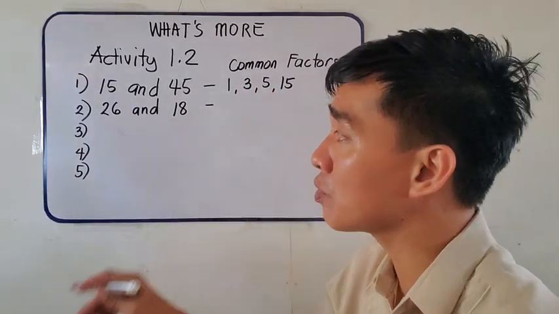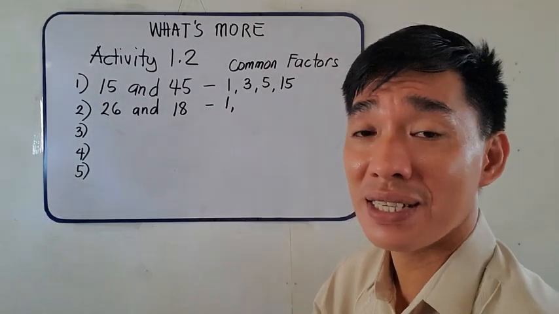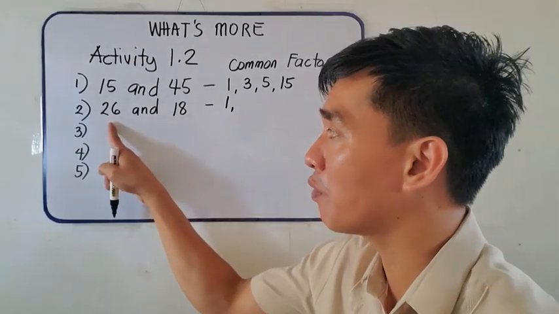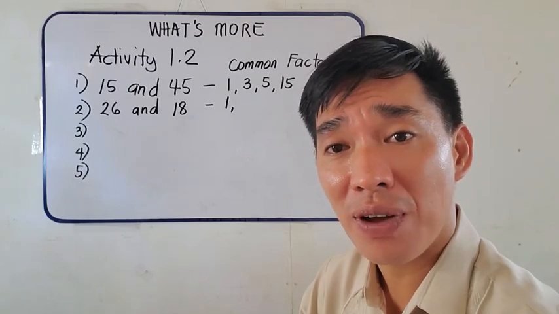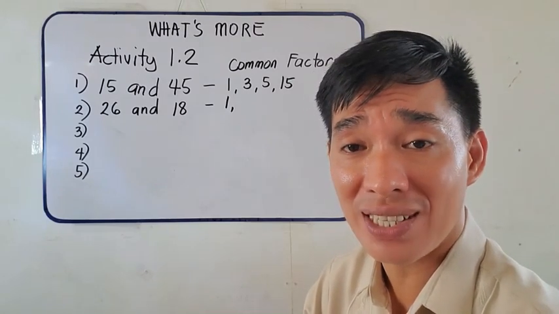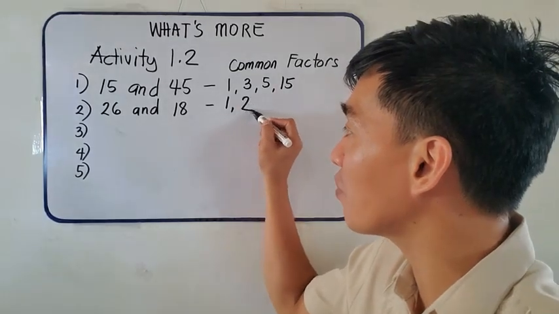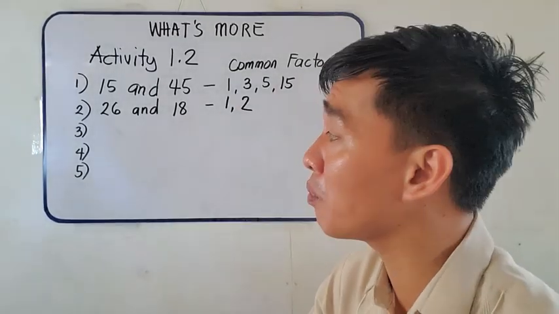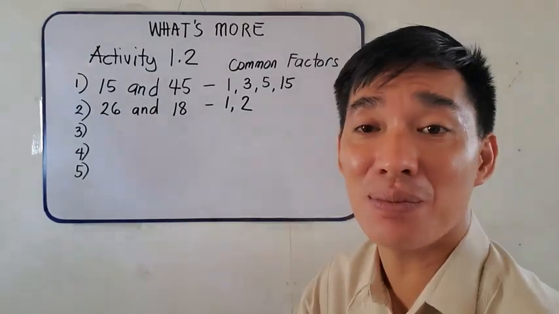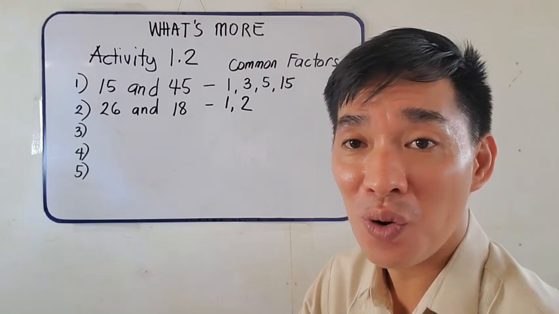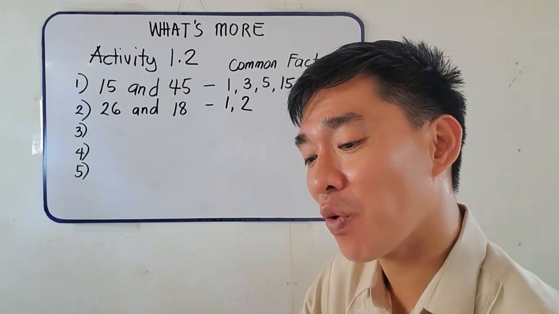For item number 2, actually, it's already given that 1 is a factor of every number, so that's a factor of 26 and also a factor of 18. However, is there another factor which is common to both 26 and 18? Exactly. 2 is also a common factor of both numbers because both numbers are even, or they end with 6 and 8, so that's divisible by 2. No other common factors except for 1 and 2. So that's the answer for number 2.